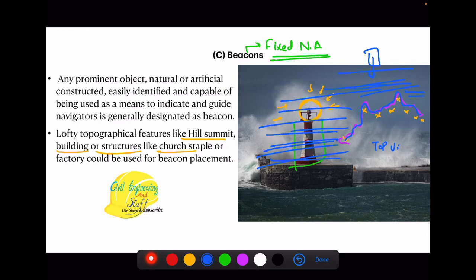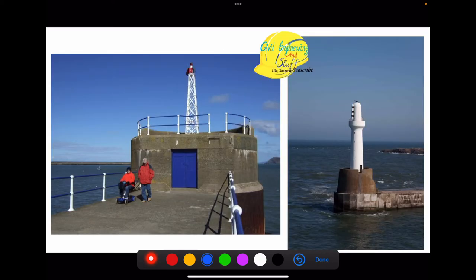of the land area. Likewise, if we have some irregular topography, for better visibility we can have these beacons installed, and they will again help as a guiding device for the ships to reach the shore. These are some examples of the beacons that are installed, right?